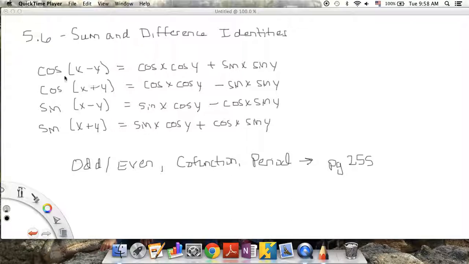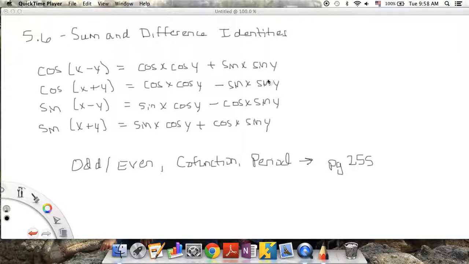These are the sum and difference identities, and you need to know these. There are a few little memory tricks. Remember the cosines go first and the sines go second. And when you have plus or minus, you use the opposite. For sine, we have sine, cosine, then cosine, sine, and then plus and minus stays the same. That's just a little memory trick.